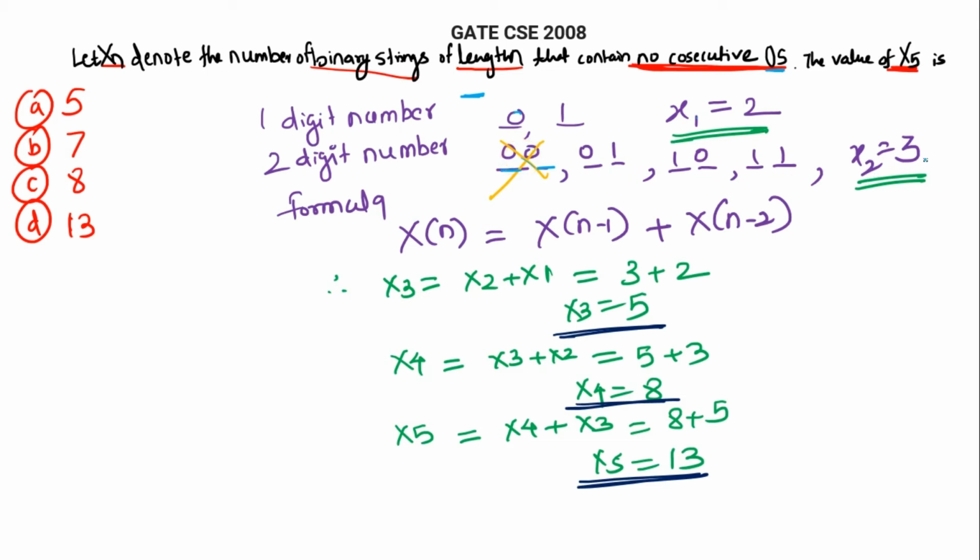X2 is 3. Now the general formula for this is xn equals xn minus 1 plus xn minus 2. In this way we will find x3. X3 will be x2 plus x1, which is 3 plus 2, which gives us 5. x4 is x3 plus x2, which is 5 plus 3, which will be 8. x5 will be x4 plus x3, that is 8 plus 5, which will be 13. So this is what we have to find out. So the value of x5 will be 13. So this answer is correct.